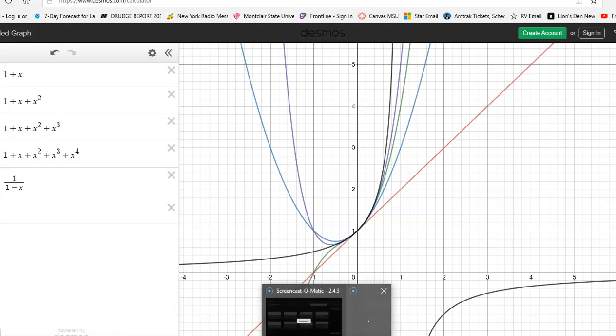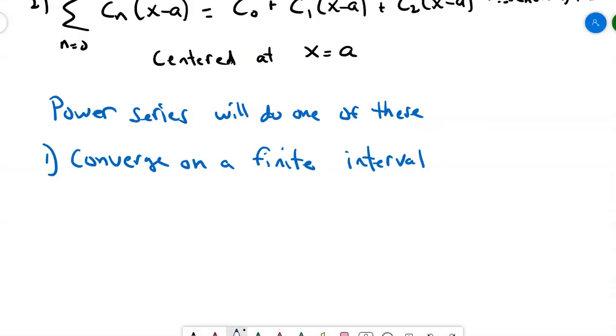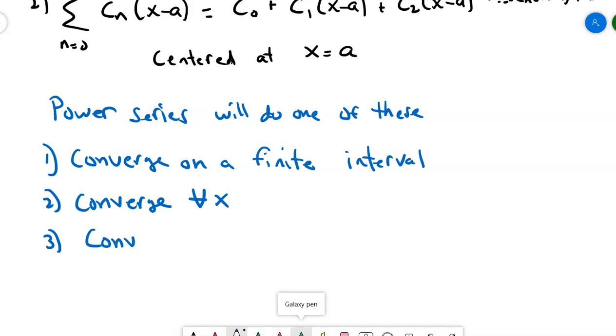Okay. What else could it do? The other option, well, there's actually two other options. The other two options are it could converge for all x. You know that if I use that upside down A, that means for all. So it converges for all x, or it can converge only at the center.